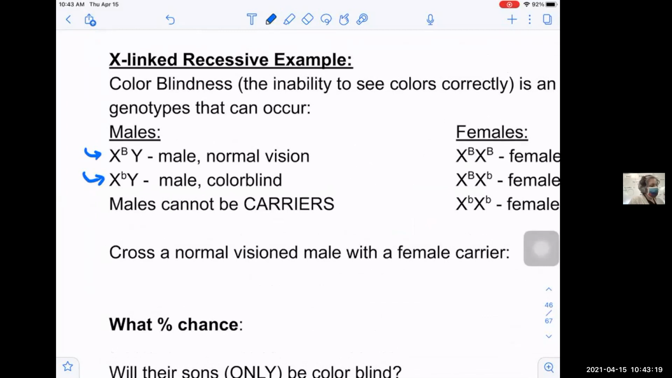So all the males in class right now should know what their genotype is. Maybe you're not sure if you're colorblind or not, but if you know for sure that you're colorblind, then you would know your genotype.